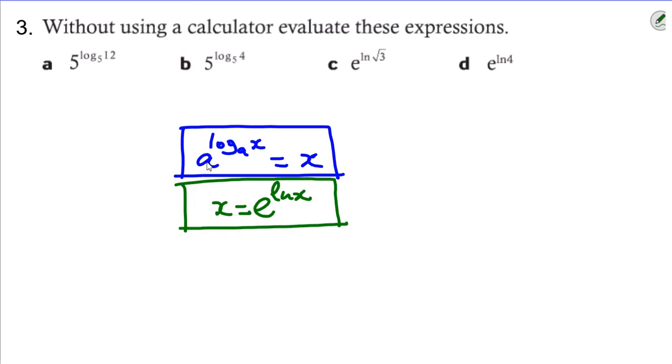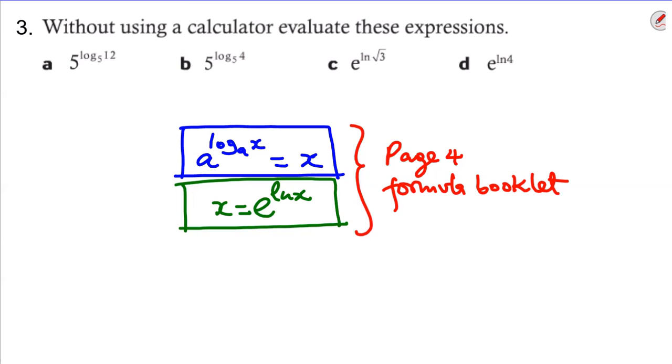Now, these relationships are actually available on page 4 of your formula booklet. So all you have to do is go on page 4. You should be able to see them, and you need to practice how to use them. I'll show you here an example. So A is actually similar to the first relationship, the one in blue. I know A is 5 and my X is 12. So my answer will just be equal to 12. That's it. The next one, my A is 5 and my X is 4. So my answer will just be 4.